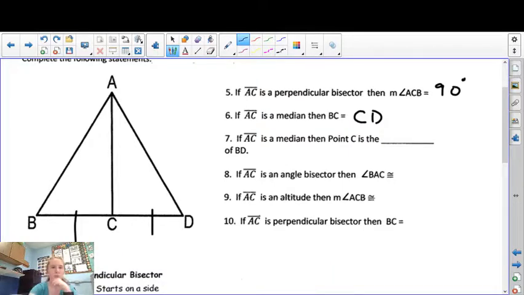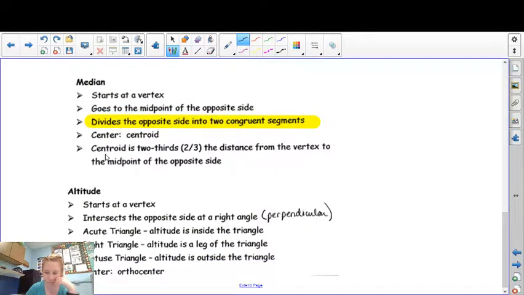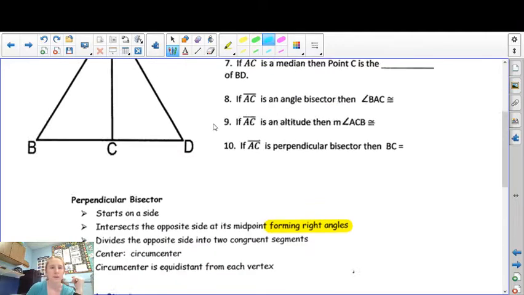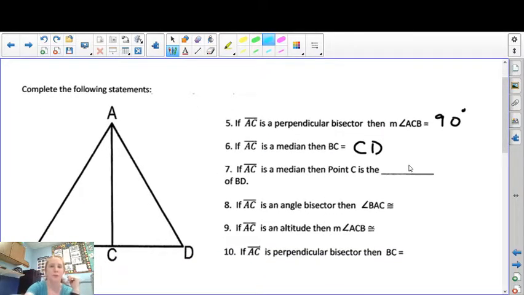All right, let's keep going. If AC is a median, then the point C is what? It starts at a vertex, goes to the midpoint of the opposite side. Is angle A opposite of BD? So this one is midpoint.